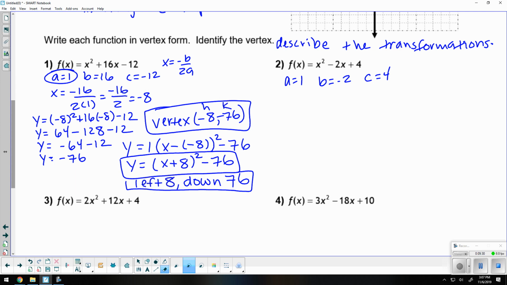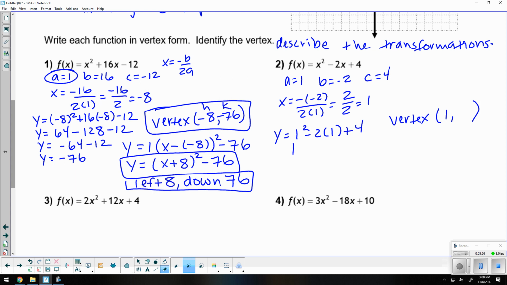So our vertex, the x-coordinate is going to be -b, so -2 over 2 times 1. So that's 2 over 2. That's just 1. So for our vertex so far, again, we got the x-coordinate. We know it's 1. Okay, now find the y-coordinate. The y-coordinate, just plug 1 back in. So you're just doing 1 squared minus 2 times 1 plus 4.